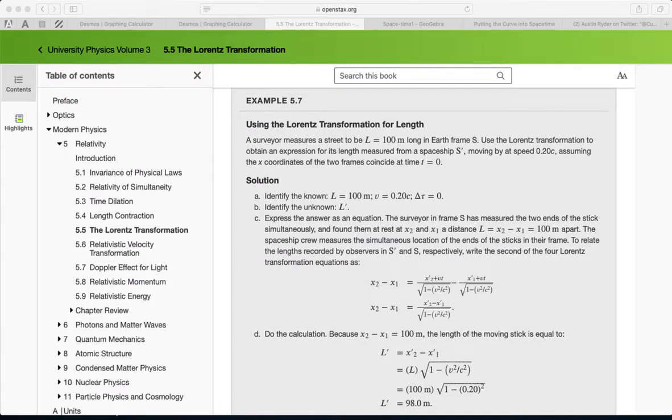As you can see from the example for length contraction, they use 100 meters for length at the velocity of 20% the speed of light. Another key factor is that the time is 0. For my equation won't work if time is greater than 0. After plugging this in, we see the answer is 98.0 meters. Can my equation give us the same answer?